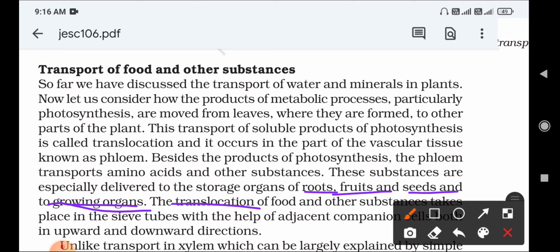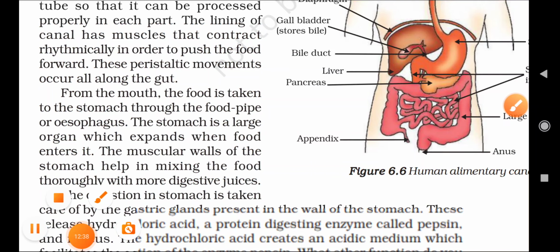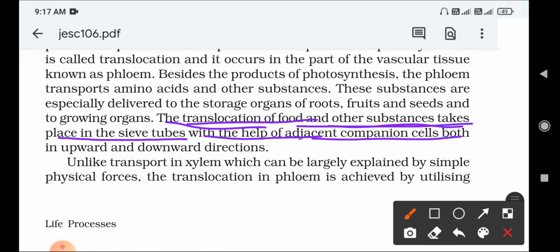The translocation of food and other substances takes place in the sieve tubes with the help of adjacent companion cells, both in upward and downward directions. Remember that here the transportation of food as well as other substances takes place through which tube?